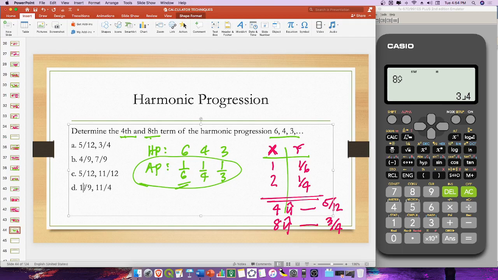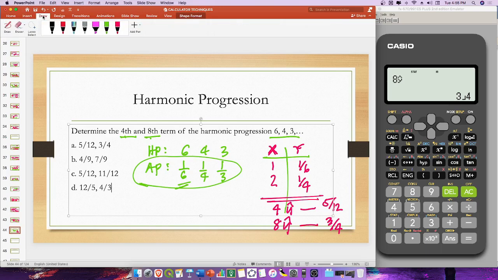So the fourth term is 12 over 5. Because this is harmonic progression, 4 over 3. Okay, take note, no? So 5 over 12 here. 5 over 12 here, and this is 5 over 12. This is in arithmetic progression. Take note, we are dealing with arithmetic progression.